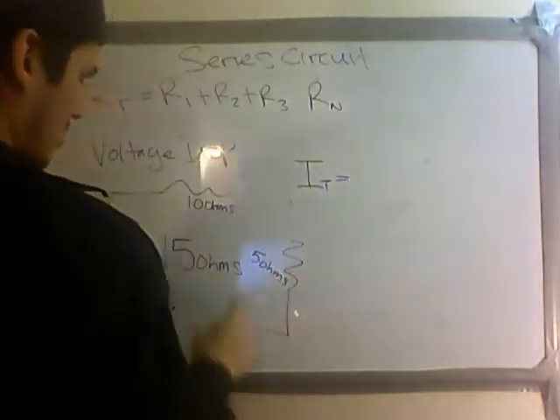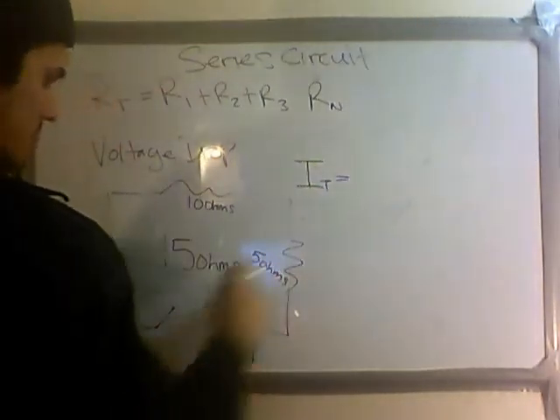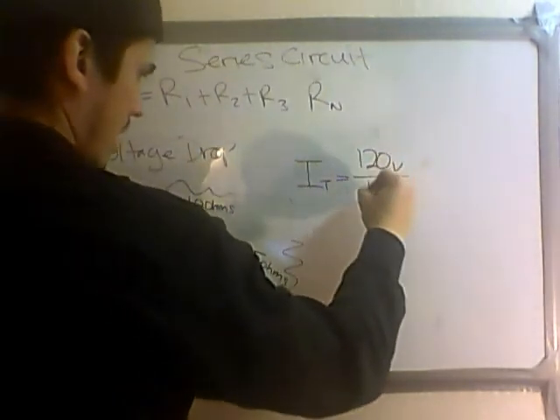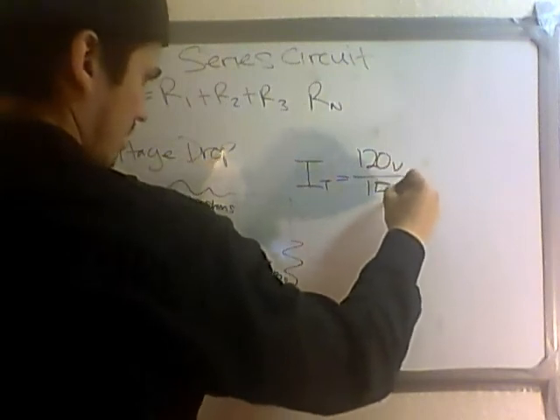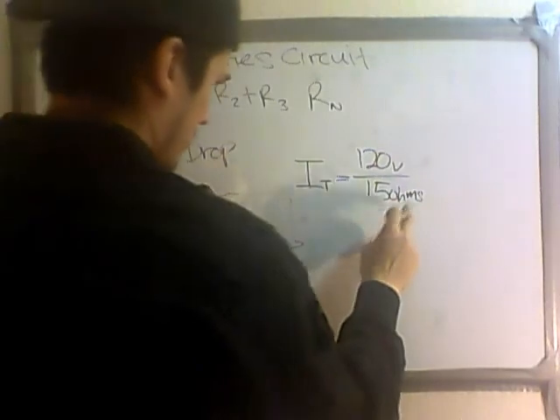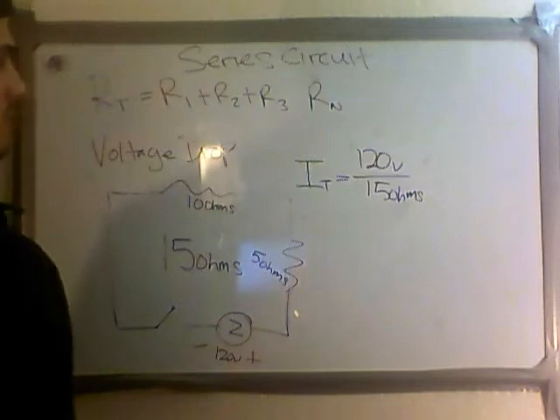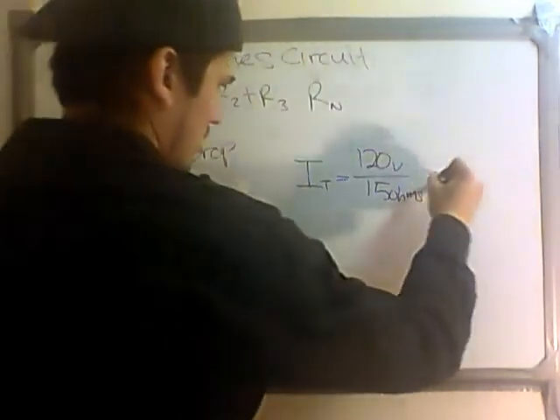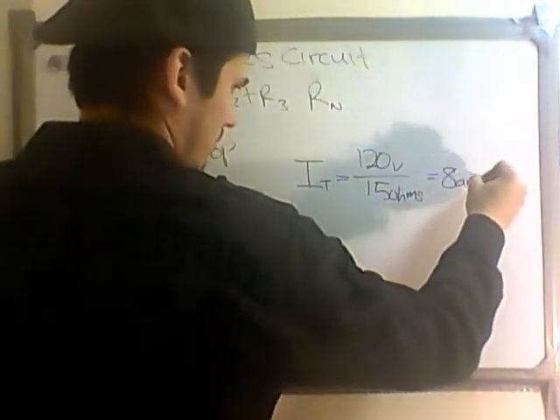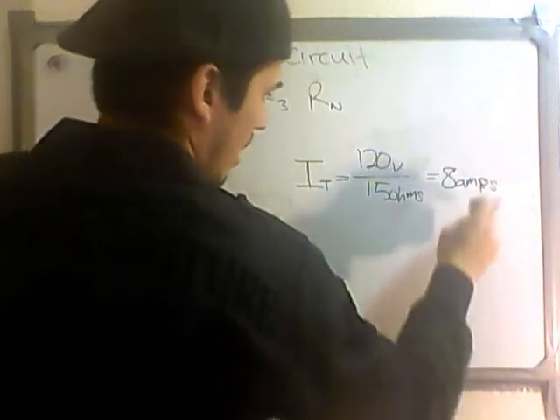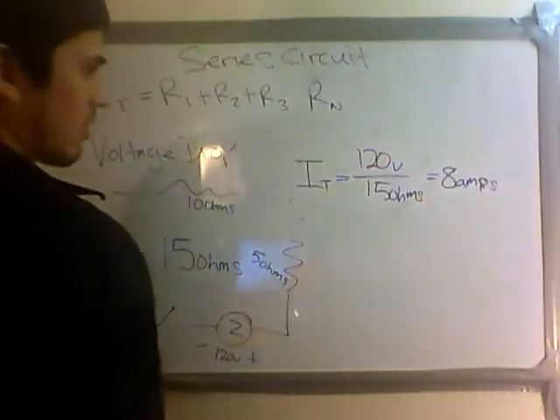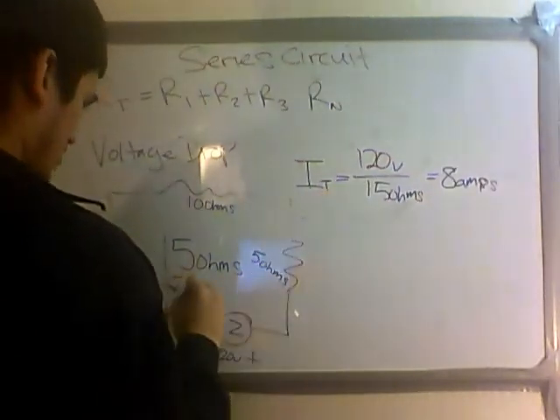is equal to, we know that there's 120 volts coming out of this power supply, so 120 volts divided by 15 ohms. And that should be 8 amps coming out of this entire circuit. So that's the total amperage. Now we'll write that in there, 8 amps.